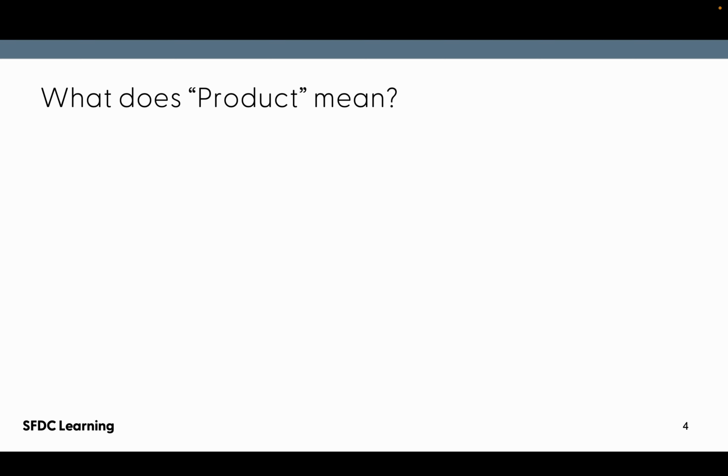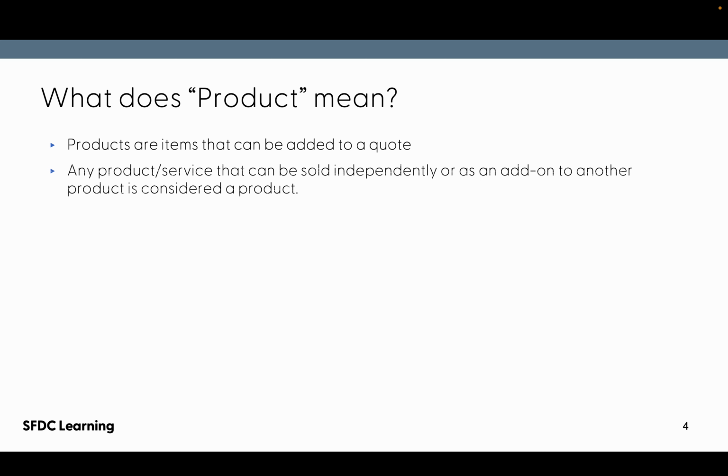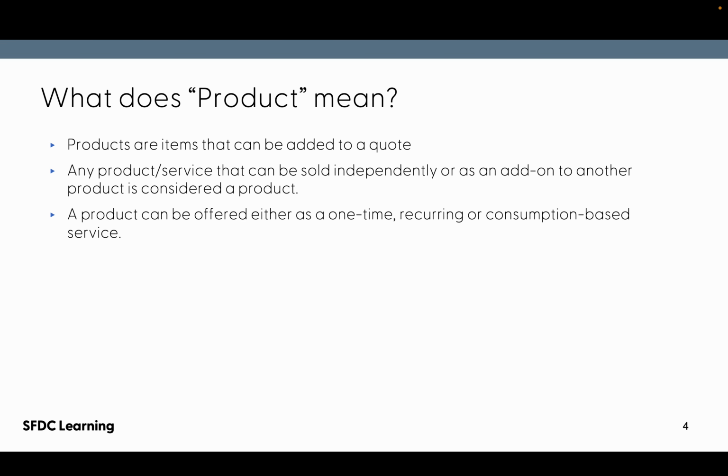We'll go and see what a product means. Products are the items that can be added to a quote or an order. Any product or service that can be sold independently or as an add-on to another product is considered a product. A product can be offered either as a one-time, recurring, or consumption-based service.